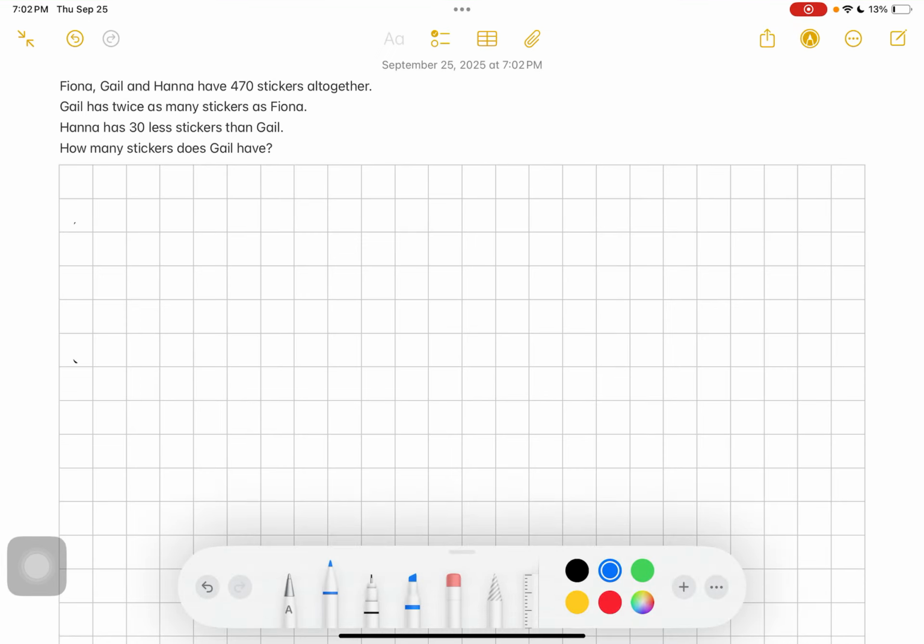Let's now try to answer this problem. Fiona, Gail, and Hannah have 470 stickers altogether. So if you want to draw that already, Fiona, Gail, and Hannah, total of 470 stickers. Gail has twice as many stickers as Fiona.